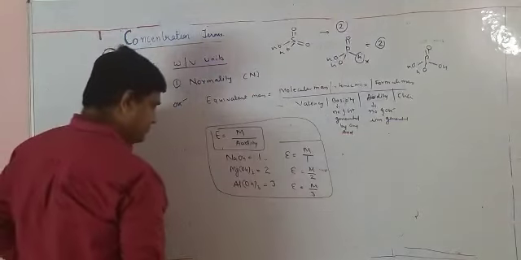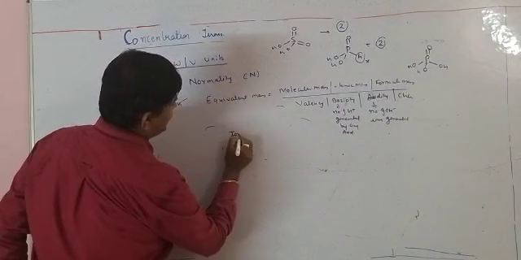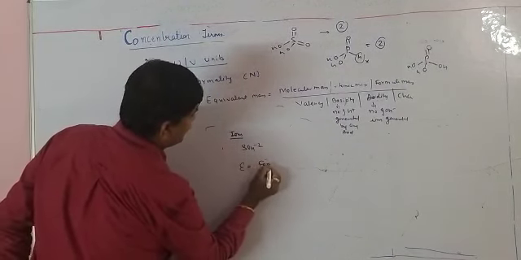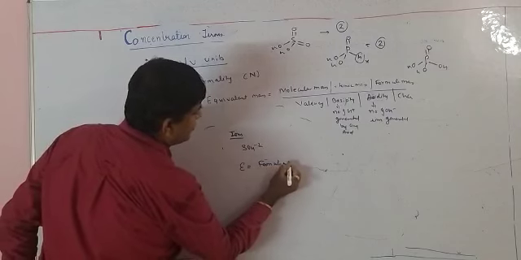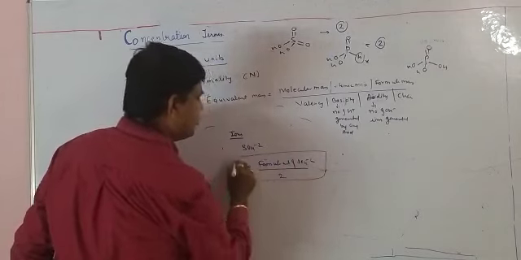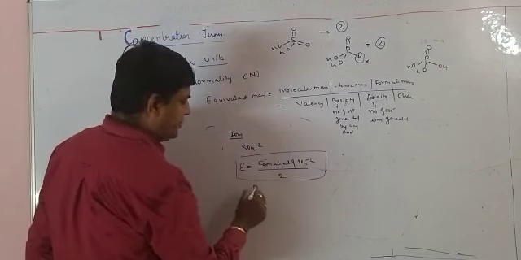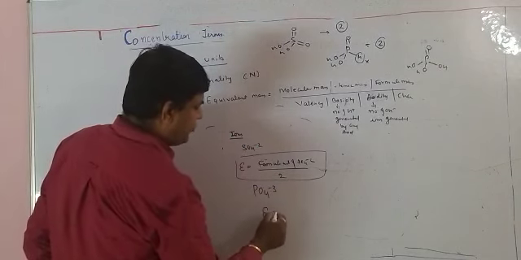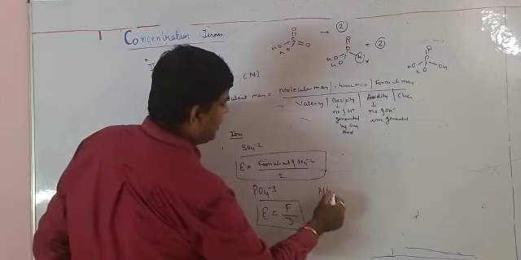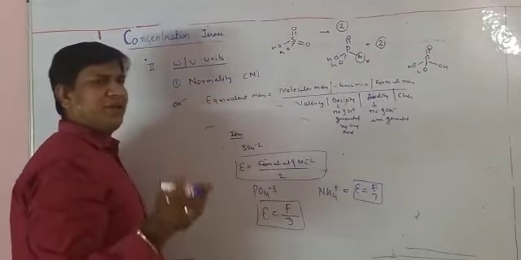If sometimes ions are given, for example, sulfate, what will we do? Equivalent weight is equal to formula weight of sulfate divided by its charge. You don't need to take the sign, only the figure. That's divided by 2. If it is phosphate, then equivalent weight is equal to formula weight divided by 3. If it is ammonium, then equivalent weight is equal to formula weight divided by 1. So these are the main concepts. You can find the equivalent mass.